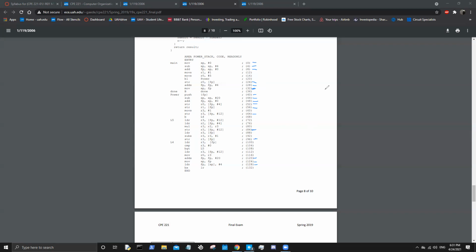Where does the BXLR, like branch to next? The one at the end? Yeah. All right, so BXLR is in response to this line, which would be line 20, BL power.